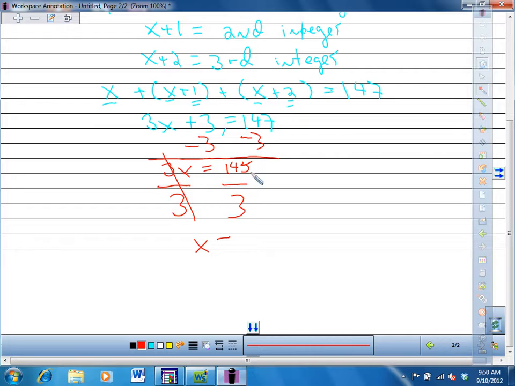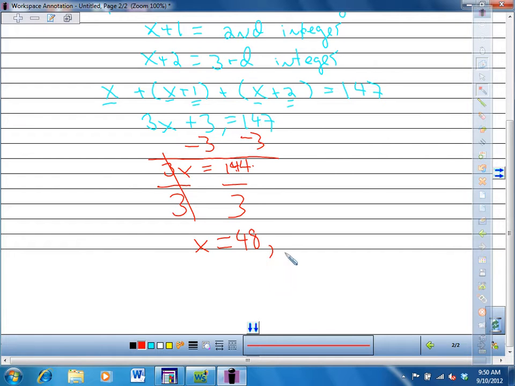But does that come out? Yeah, that comes out, right? 144. Thank you. Who said it was 145? Oh, Brid fixed it for me. Thank you. Okay. So 144 divided by 3, what is that? 48. Okay. So 48 is the first integer.